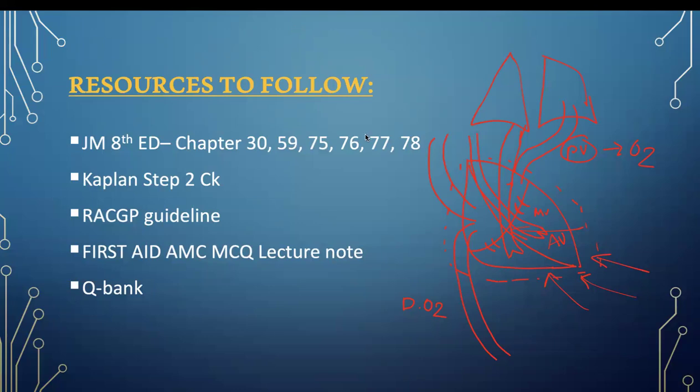So for cardiology, this is what we are going to follow. Harrison's has a couple of cardiac chapters, chapters 30, 59, 75, 6, 7, 8, in the 8th edition. We also take a considerable amount of help from Kaplan Step 2 CK and sometimes guidelines. Your lecture note has almost everything that you need to prepare, and we also go to the textbook to read a little bit about chest pain.